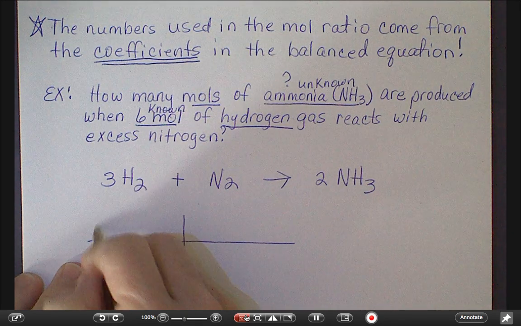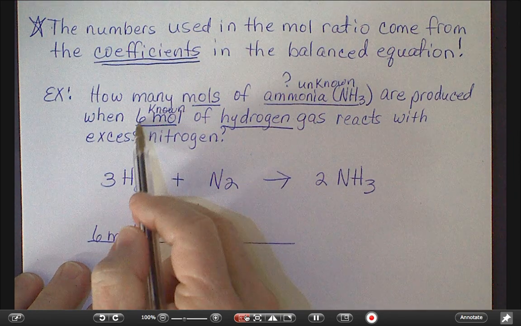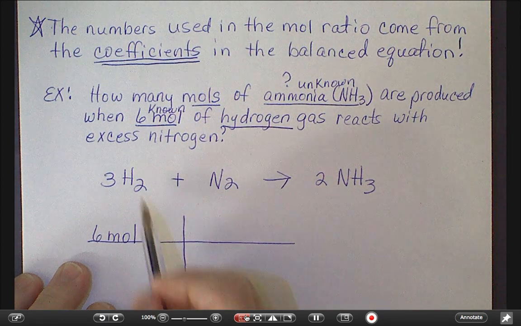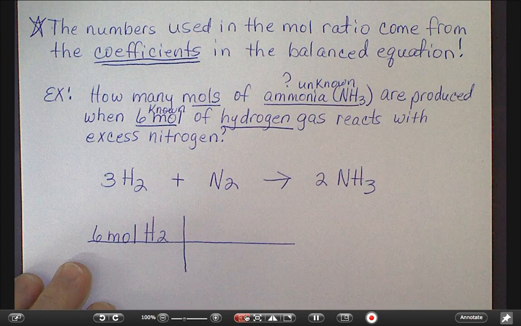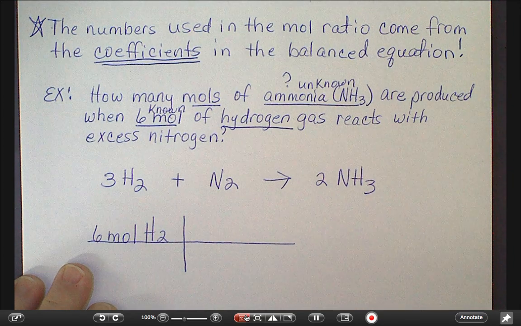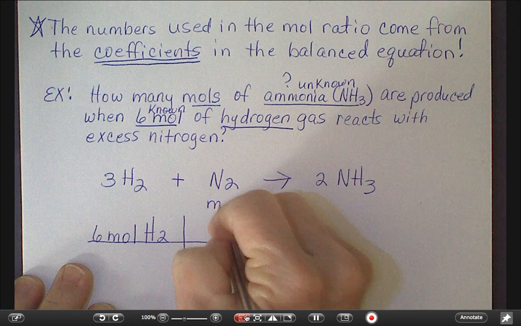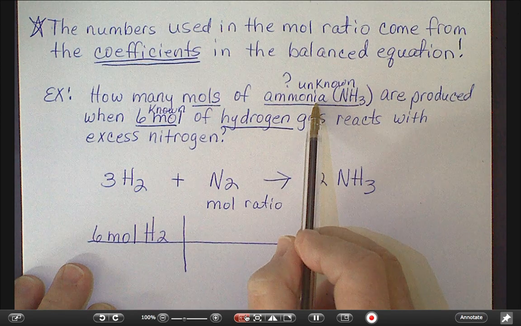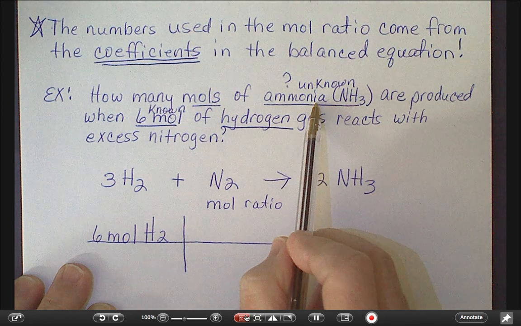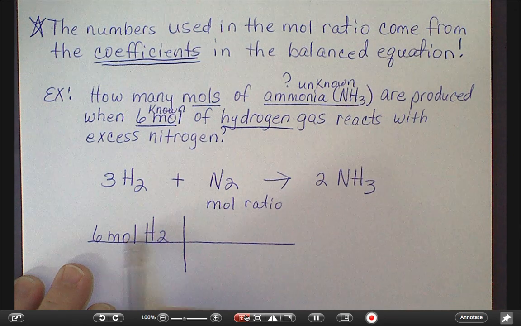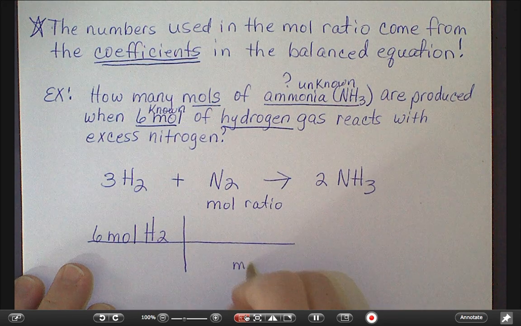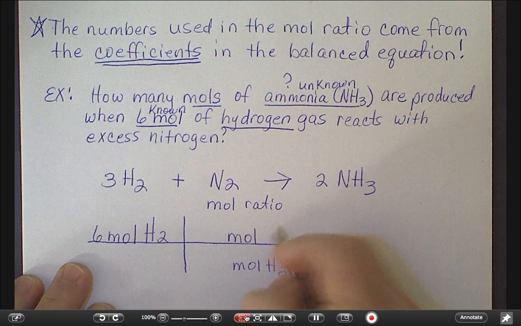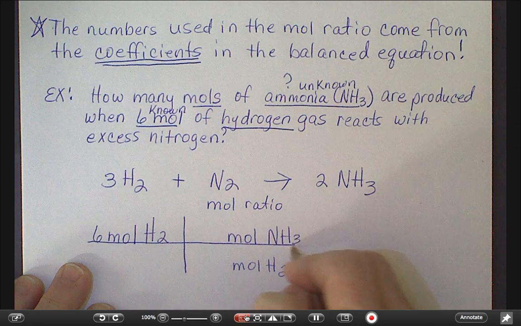6 mole. That's my given. You never change what they give you. That's written in stone. 6 mole of H2. Everybody agree? Okay. Now then, this is my mole ratio. And we are switching from hydrogen gas to ammonia. So down here, if I have mole of H2 here, what must go here? And who am I switching to? Mole of NH3. That's right, mole of ammonia.